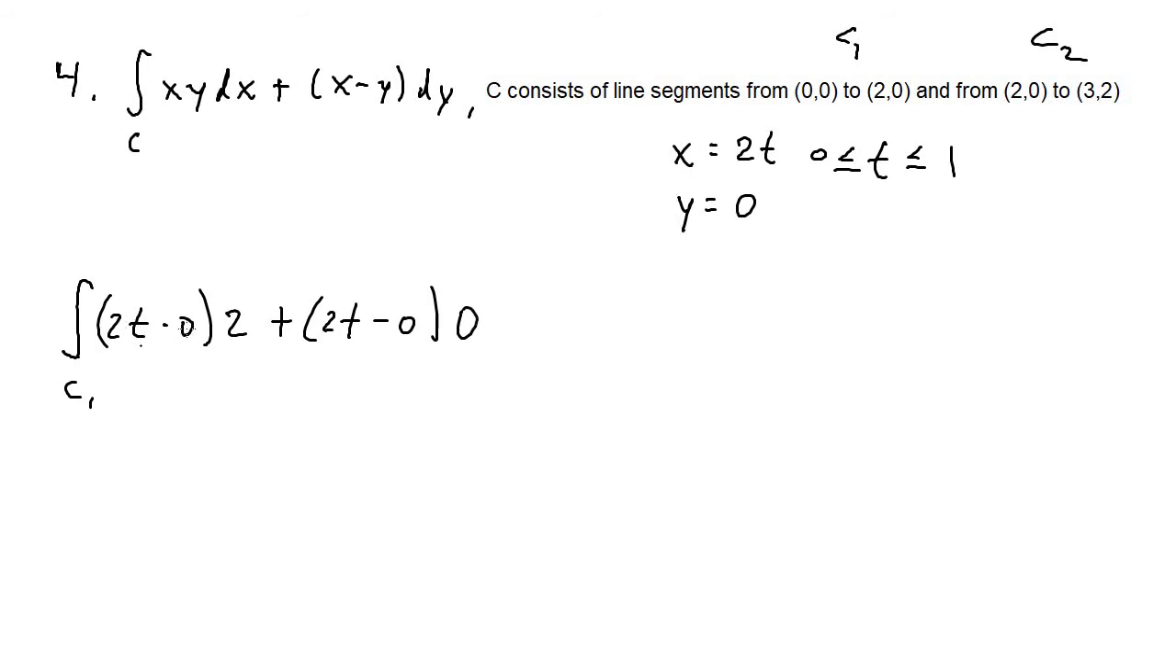So notice we have 2t times 0 is 0, and then we have plus 0, and so that's just going to be the integral of 0, and the integral of 0 is just going to be 0. So we can see that the integral along the first line segment is 0.